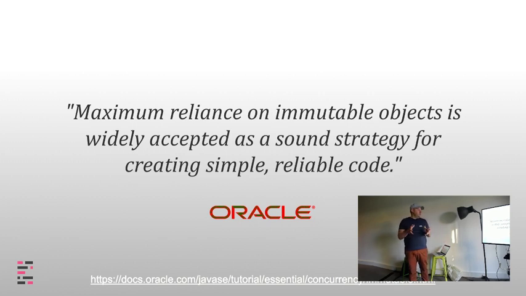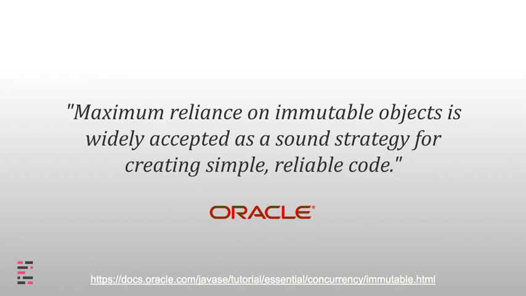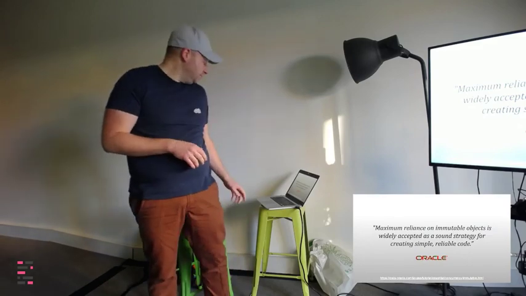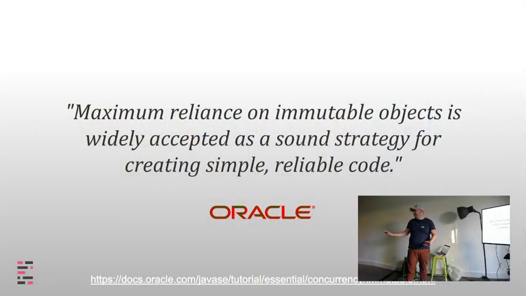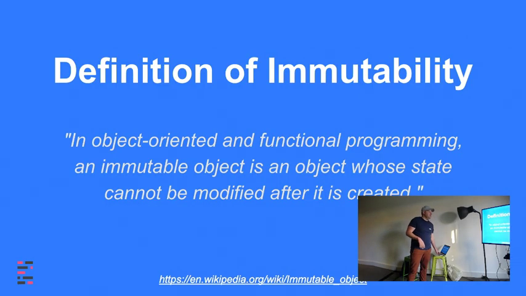Oracle's approach is that maximum reliance on immutable objects is widely accepted as a sound strategy. My personal approach, before we get into immutability inside of JavaScript and the Immutable.js library itself, is that when I'm working on non-trivial code bases, I love to have a combination of both Immutable.js and TypeScript. I think they both perform very important functions, and they lead to a more maintainable code base. That's a giant can of worms and lots of people have opinions, but that's just my two cents.